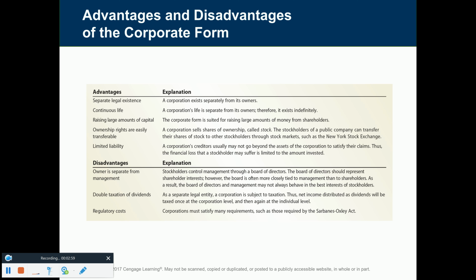There are also some disadvantages. Owner is separate from management, so you as an owner may have some ideas, but you're really not running the show. There is double taxation, so the corporation will be taxed on their profits, and then when those profits are distributed to the shareholders in the form of dividends, they are taxed again at the shareholder level. That's called double taxation. And of course, there's a lot of regulatory costs that the corporation may have to pay.